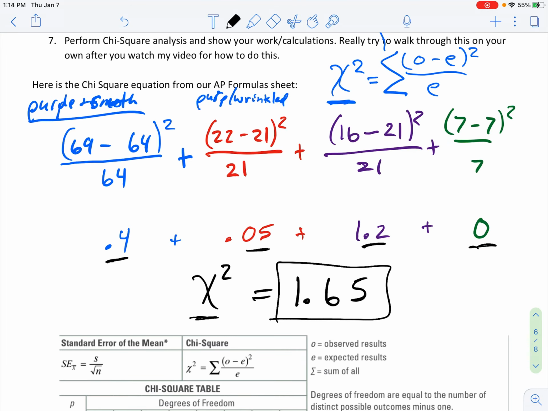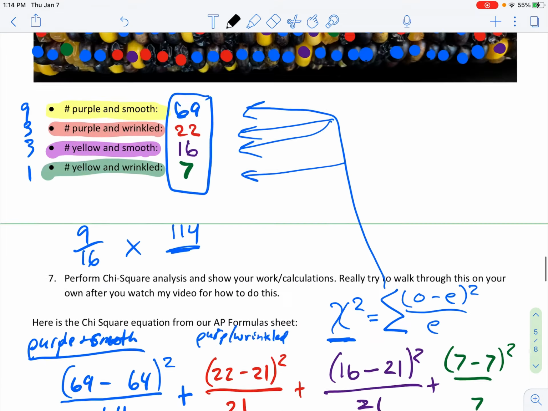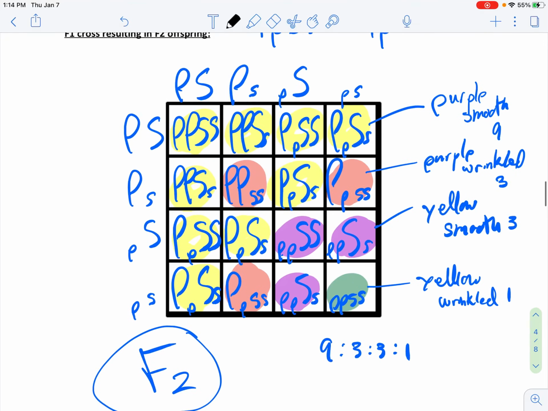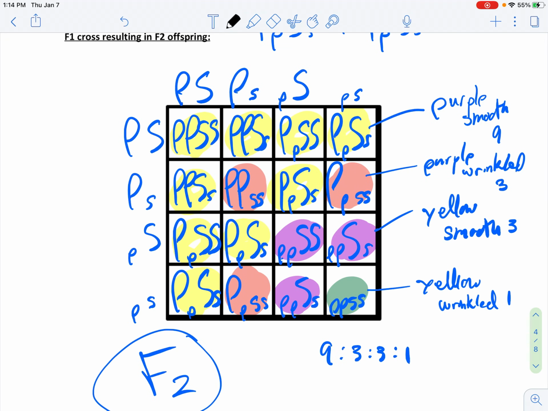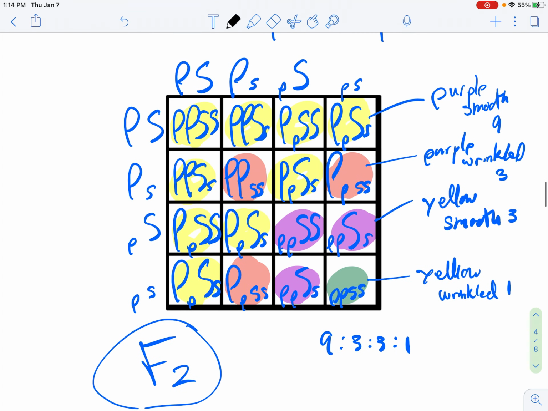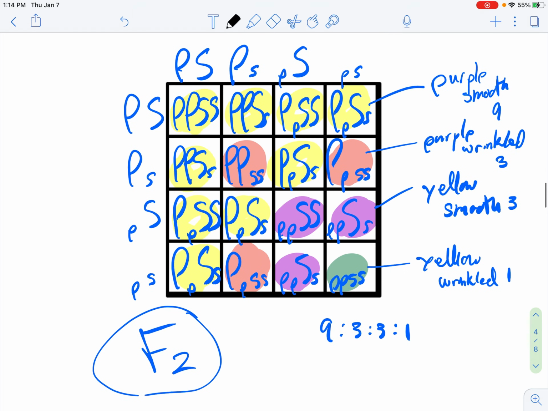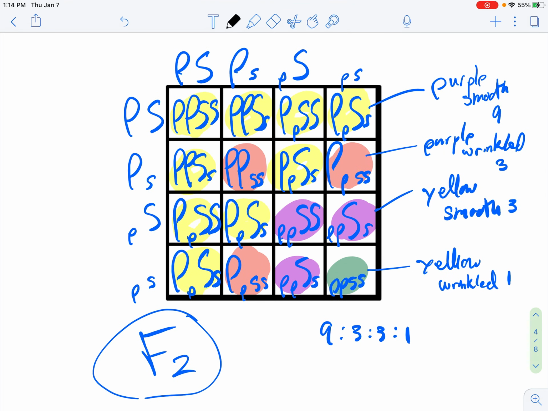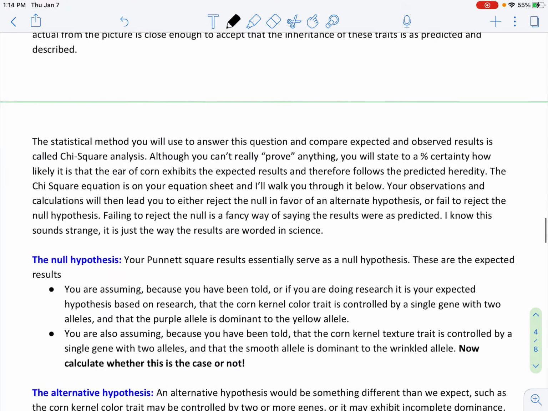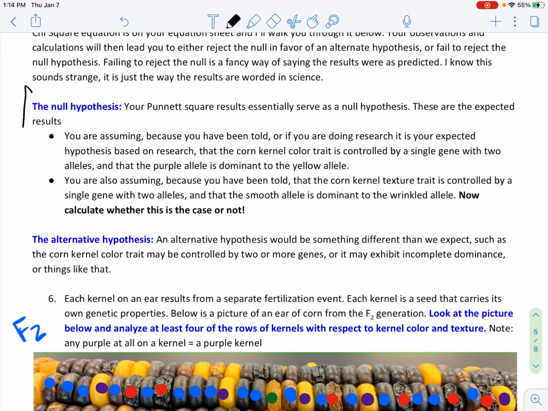So now that number, we're going to look at a chart, and we're going to use that number to determine whether or not this is being followed, whether or not the expected and the observed are close enough to each other that we can be pretty confident that the Punnett square is true, that the traits are dictated by only 2 genes with only 2 alleles in each gene, and that purple is dominant to yellow, and that smooth is dominant to wrinkled, which is our null hypothesis.